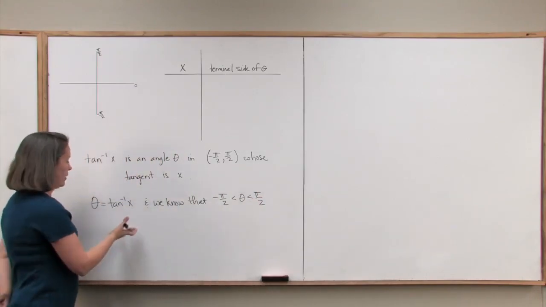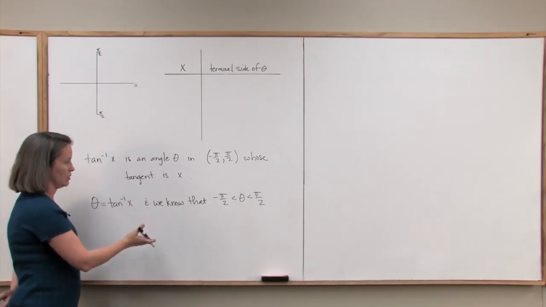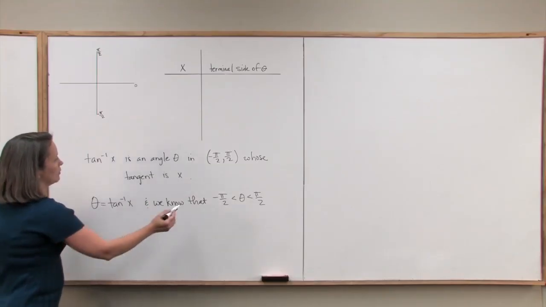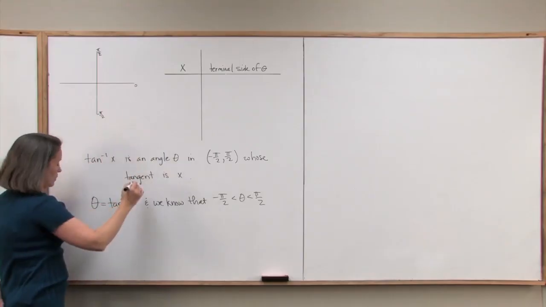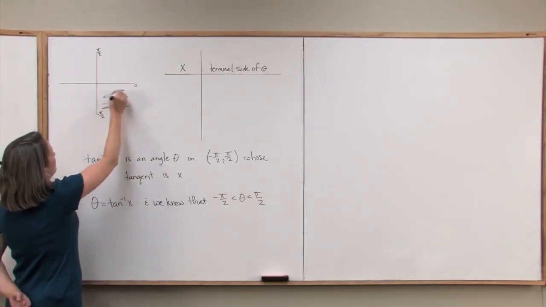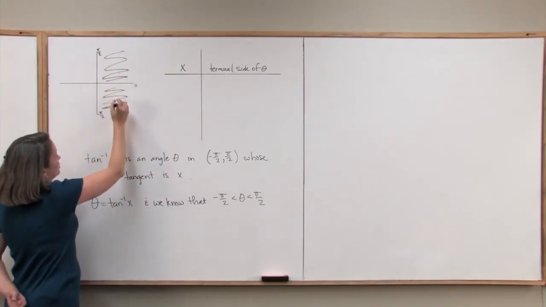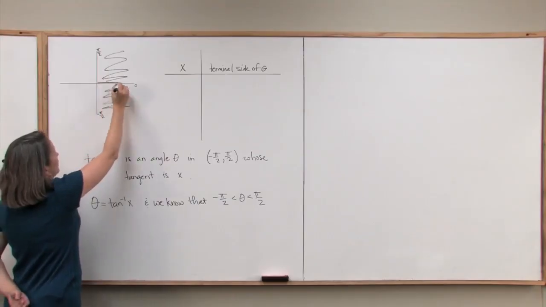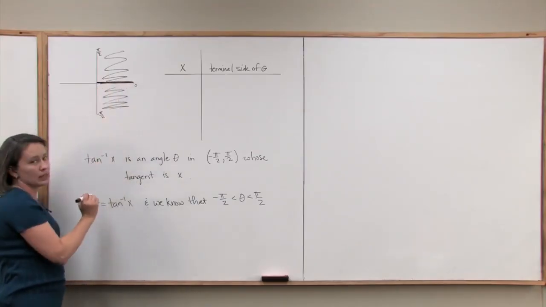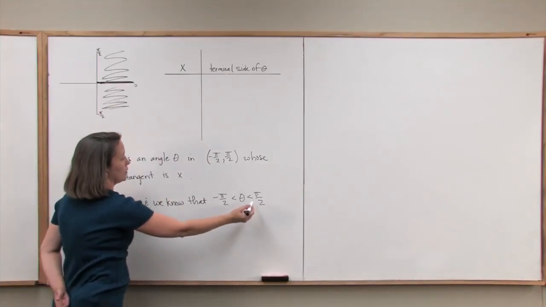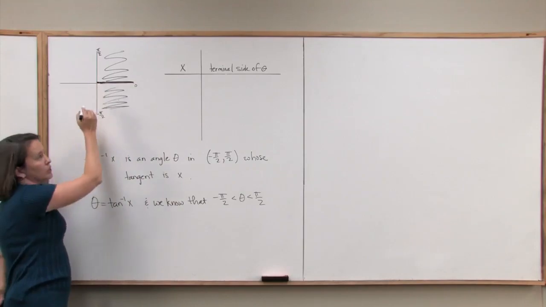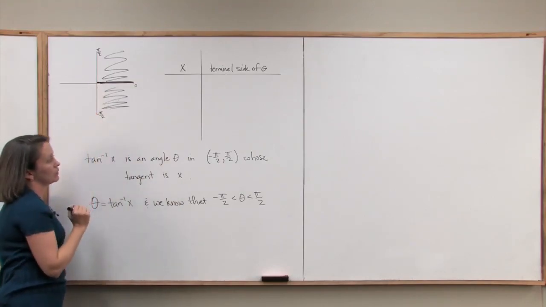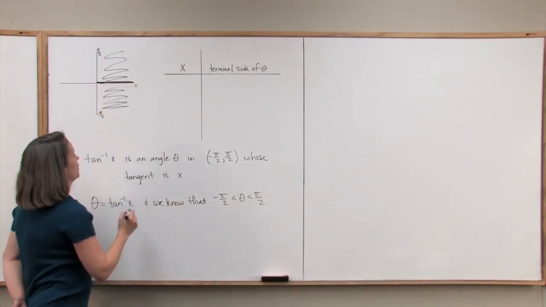So let's look at where we find angles theta that meet this criteria. Negative pi over 2 to pi over 2 is here on the right side of this. It includes the first quadrant, the fourth quadrant. It includes the positive x-axis, and that's it. Because remember, this is an open interval, and the tangent is actually undefined at both pi over 2 and negative pi over 2.